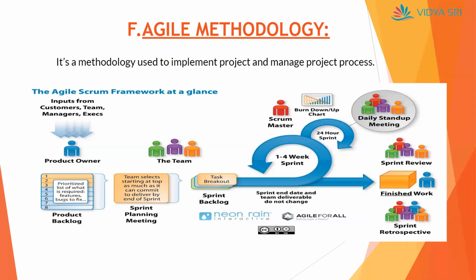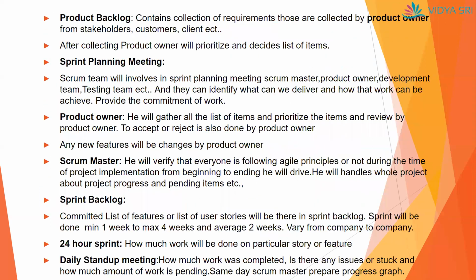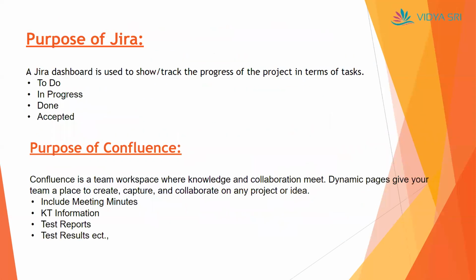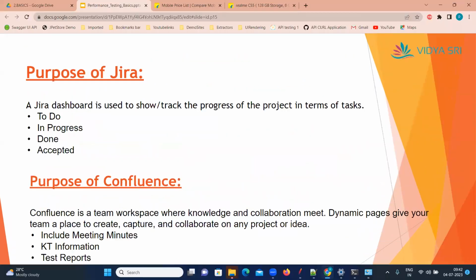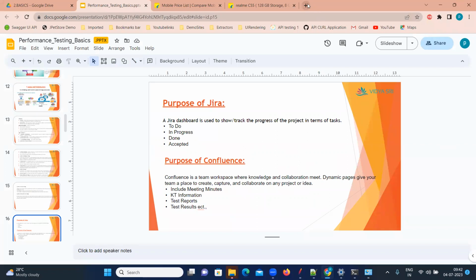What is the duty of the Scrum Master? The Scrum Master is the head of the developers, testers, functional testers, automation testers, and performance testers. He will follow up on how much work is pending and how much work is completed. He will make the progress. That is the complete agile methodology. Any doubts in the agile methodology, I will show you the Jira board also.